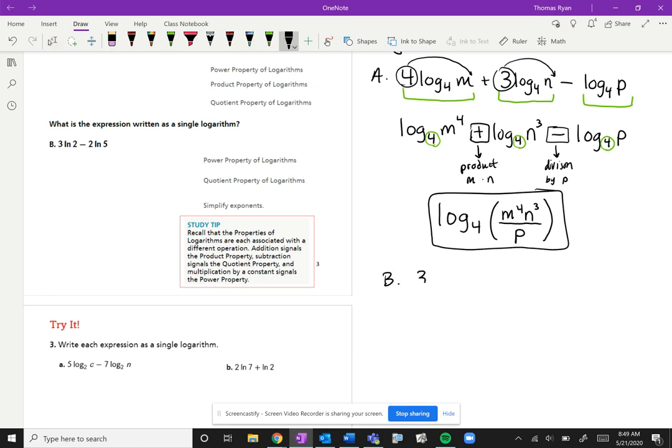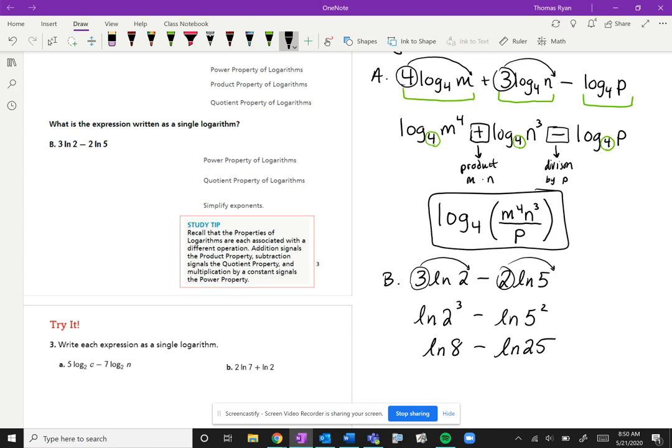Example B, we have 3 ln 2 minus 2 ln 5. Okay, so first, let's take it one piece at a time. Let's convert our coefficients. So we should have the ln of 2 cubed minus ln of 5 squared. And now, since we're operating with actual values instead of variables, we can simplify. So this is going to be the ln of 8 minus ln of 25.